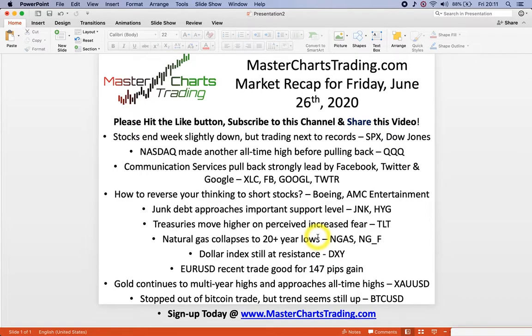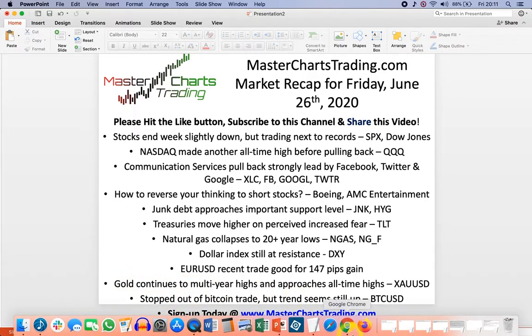I wish I had my old short position open, but you can never know. And then the dollar is at resistance. I'll show you a trade for euro versus US dollar. Nice 147 pips gain. And gold continued to multi-year highs, approaching all-time highs, and I got stopped out of my Bitcoin trade.